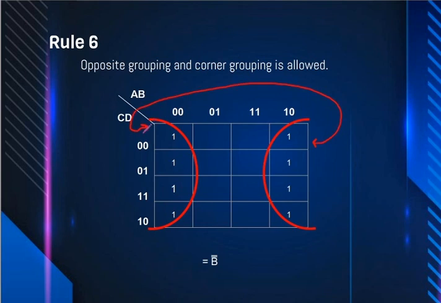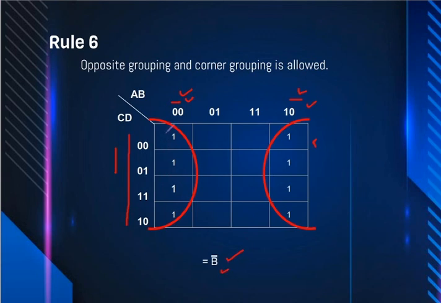So we'll make the equation from this. We'll take this and we'll take this. So automatically C and D are eliminated. Why? Because for C, 0 0 and 1 0, it's not common. For D, 0 1 and 1 0, it's also not common. What about here? A is 0 1, it's eliminated. What about B? 0 0. So the only equation is B complement. See, by using opposite grouping or corner grouping, the equation is very simple, only B complement.